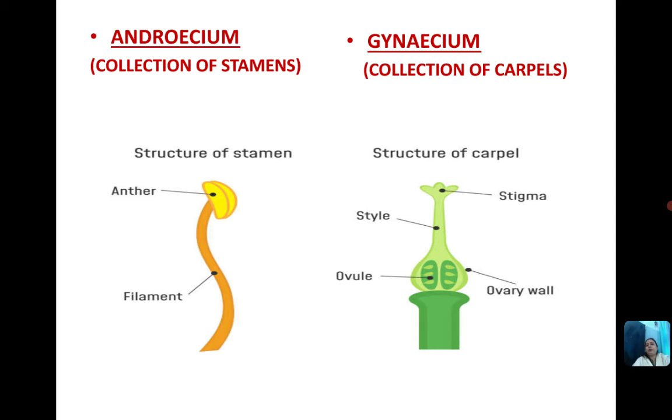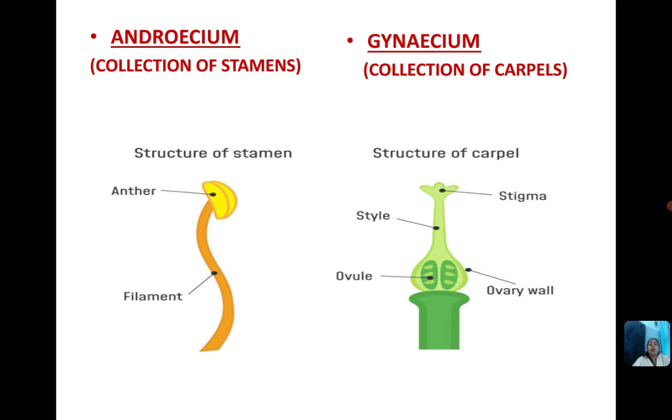Similarly, the female reproductive structure, which is the collection of carpels, that is gynoecium, has one or many carpels depending upon the type of flower. Each carpel again has 3 well distinguished parts. The first one is the stigma, which is the landing platform for the pollen grains released from the anther. They land on the feathery, sticky area called stigma present at the top of the carpel.